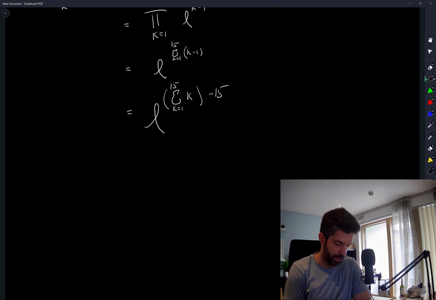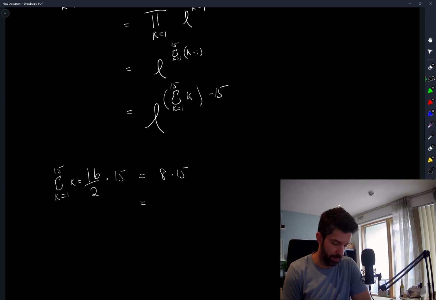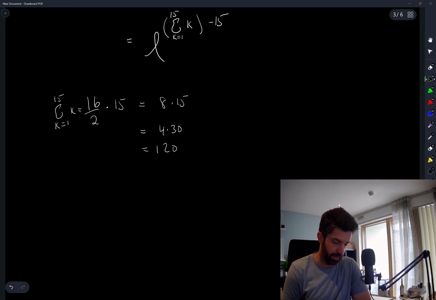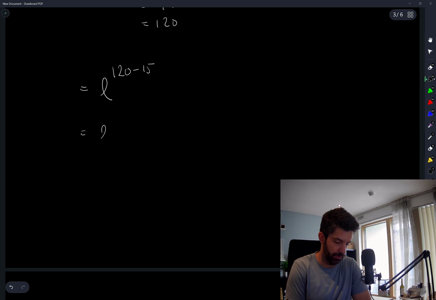Okay, well that's 16 divided by 2 times 15. So that's the sum k equals 1 to 15 of k, which is 8 times 15, which is 4 times 30, which is 120. Okay, so the whole thing, we have L to the power of 120 minus 15, which is L to the 105. And that is one of the options, I believe. Yeah, so it's option D.